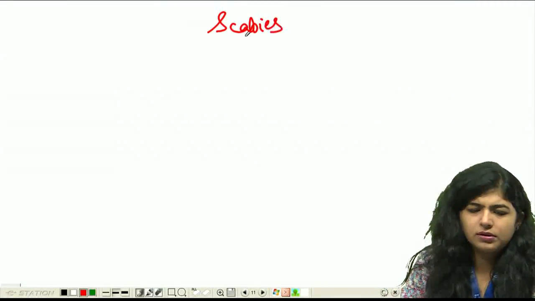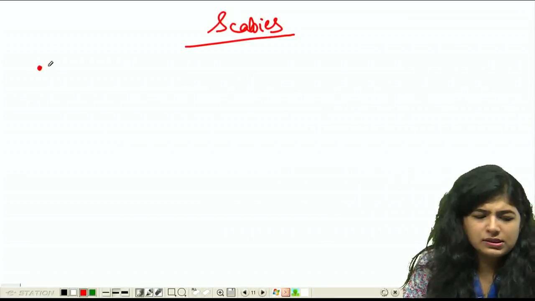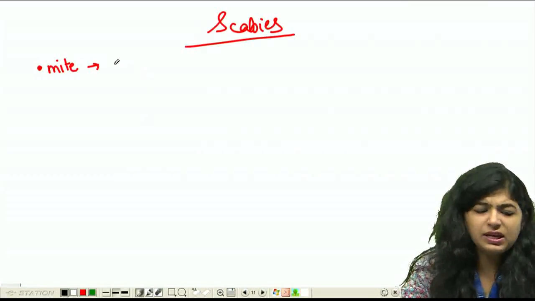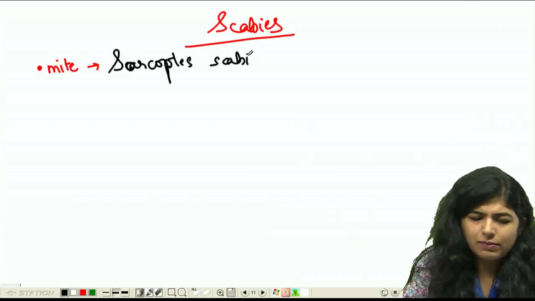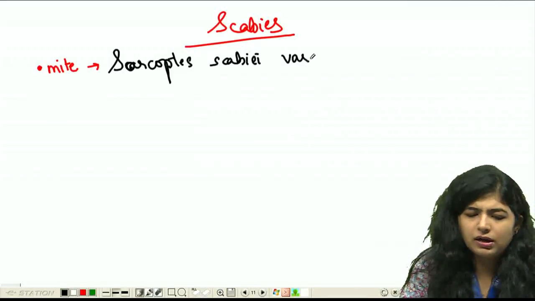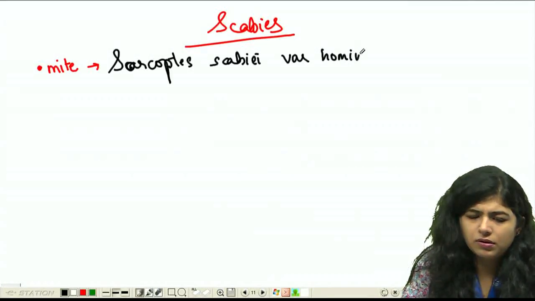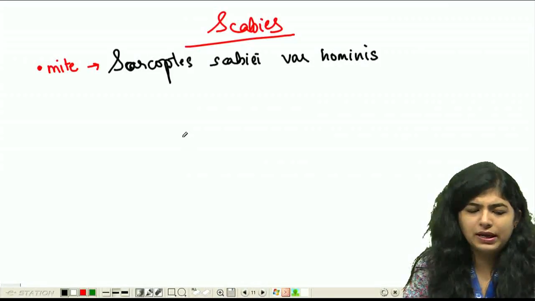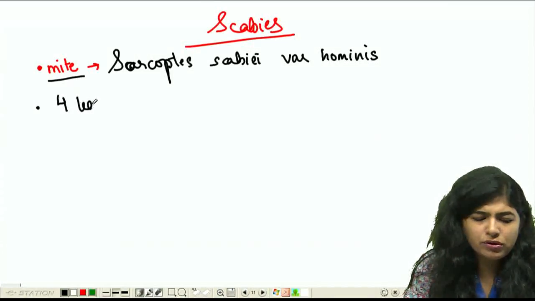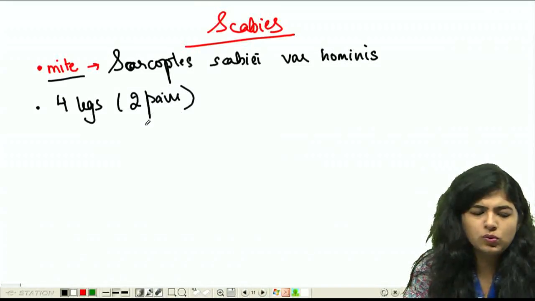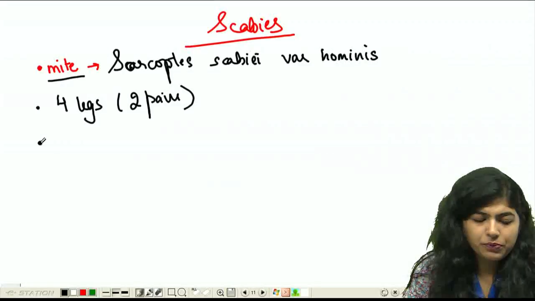In short, what is scabies? This is an infestation caused due to the mite. What is the name of the mite? They even ask you the name of the mite. The main name of the mite is Sarcoptes scabiei var hominis. Right? It's a mite. How many legs? It has four legs. Sometimes they ask in pairs, which is two pairs.